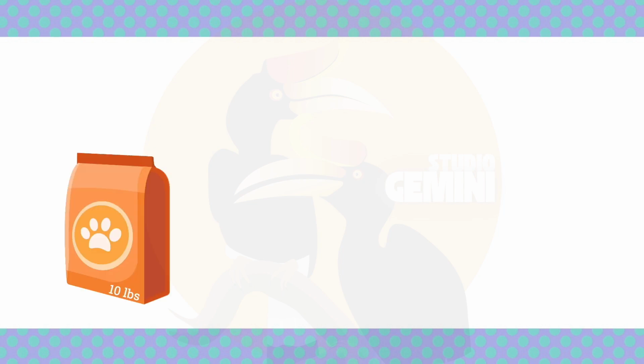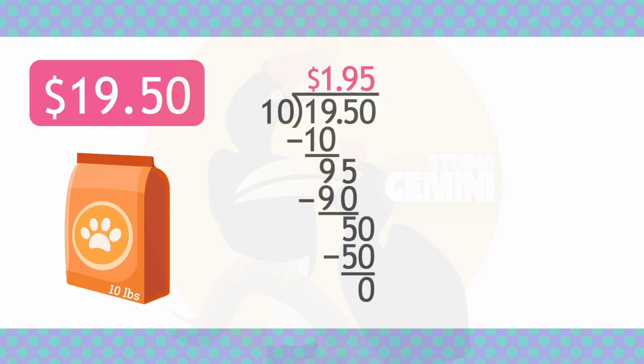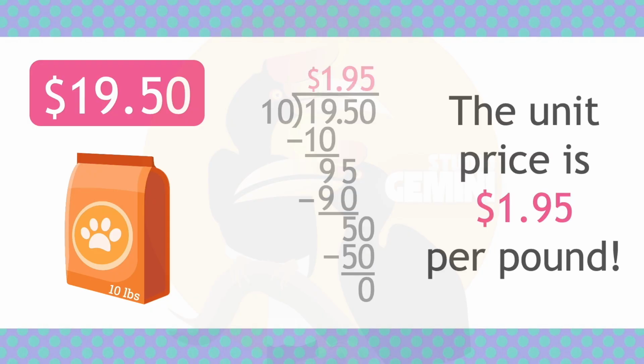This 10-pound bag of dog food costs $19.50. To calculate the unit price, we want to find the price of 1 pound, so we need to divide the price of the bag of dog food by 10 since it contains 10 pounds. $19.50 divided by 10 is $1.95. The unit price is $1.95 per pound of dog food.